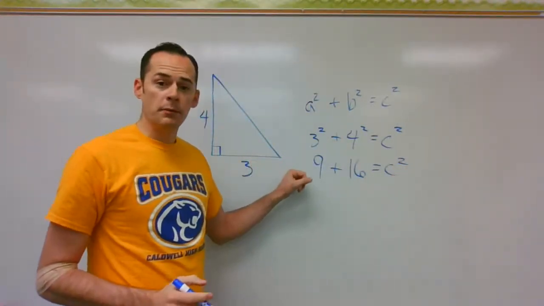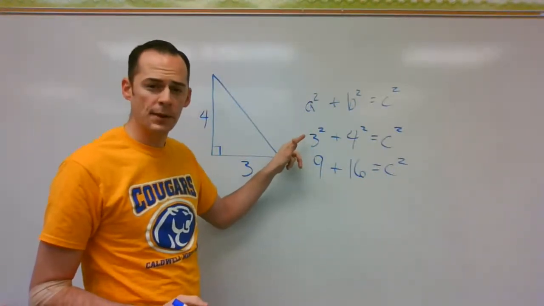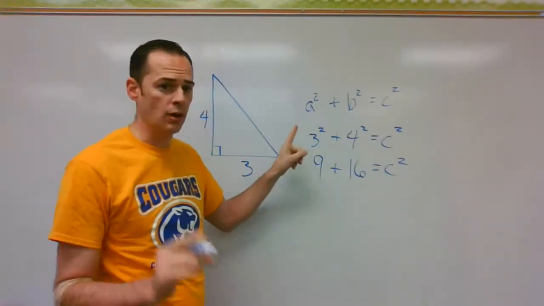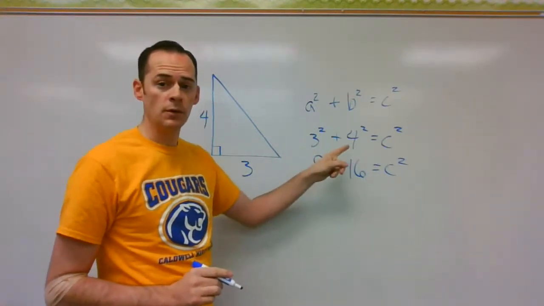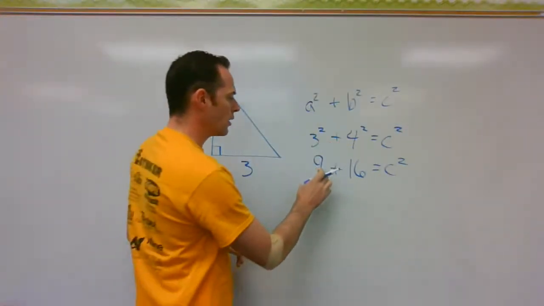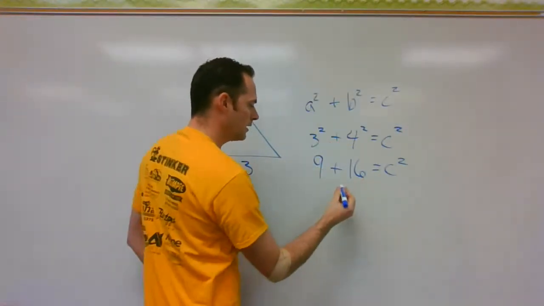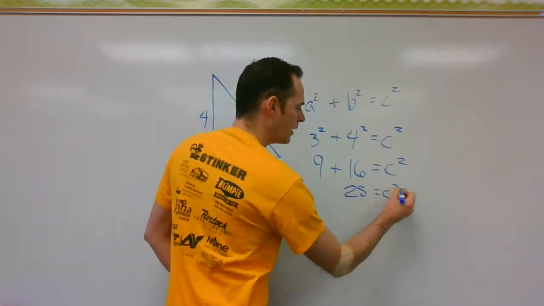One thing that some people run into sometimes is when they do 3 squared, they often will think that is 3 times 2. Don't fall into that. 3 squared is the same as 3 times 3. 4 squared is the same as 4 times 4, not times 2. Okay? So 9 plus 16 is 25, which is equal to c squared.